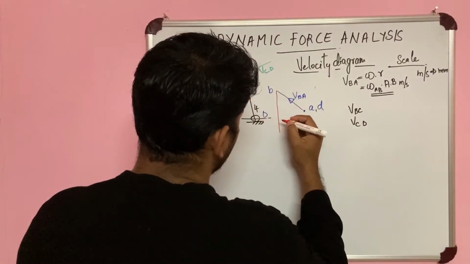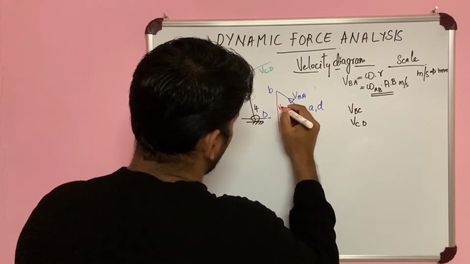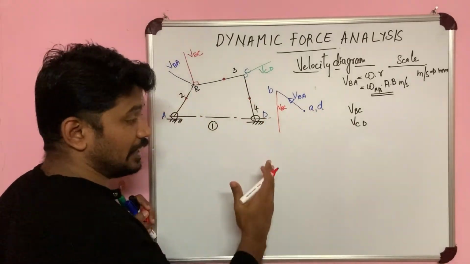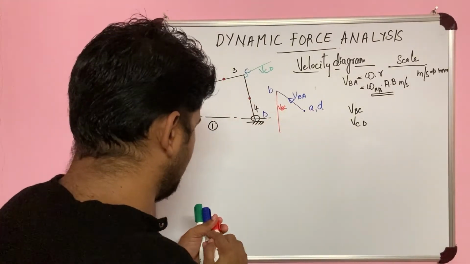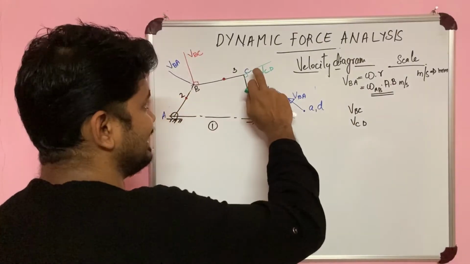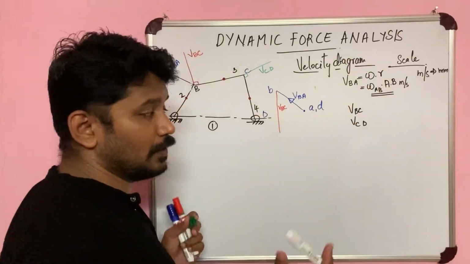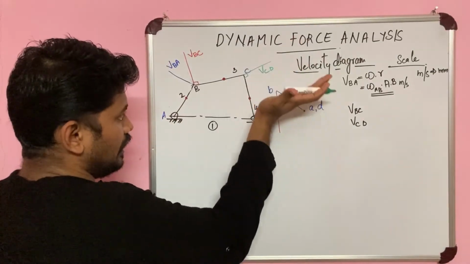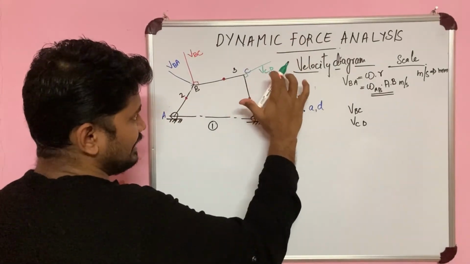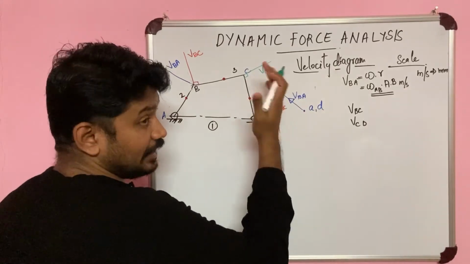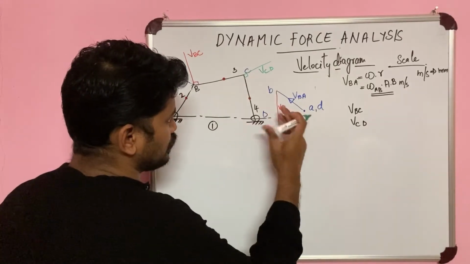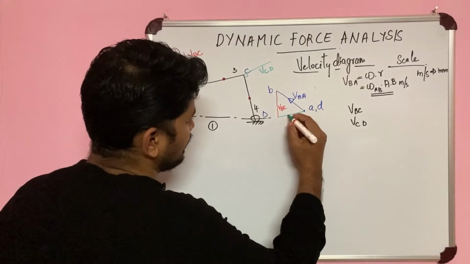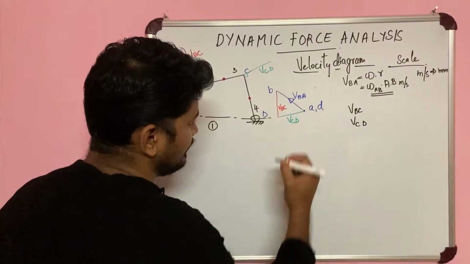I'm drawing over here. This is what? VBC. Now I don't know the magnitude, so I'm just simply drawing a line. Now what am I left with? VCD. That also, the magnitude I'm not knowing. So I take it from here. CD, right? So D is there over here. C I don't know yet. So parallel to this, I'm drawing over here. So here I am getting VCD.